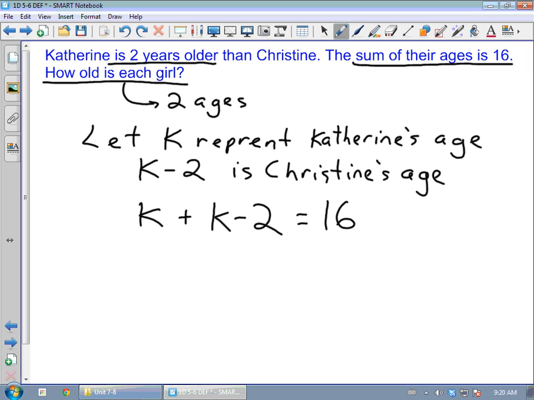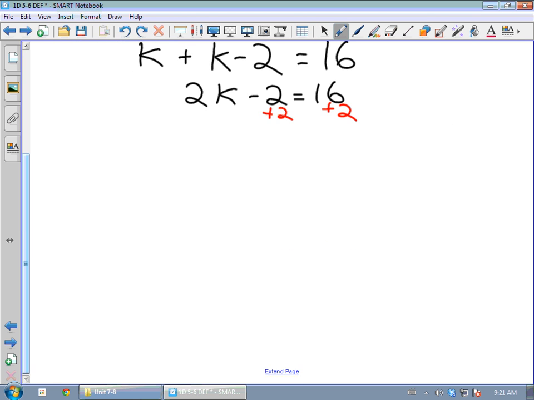All right, so let's solve this thing here. We can collect our like terms. K plus K gives me 2K. I see that minus 2 there, so I can add 2 to both sides, doing opposite operations. And I'm just going to write down plus 2 underneath. Okay, so I'm doing the opposite of the operation I see. I'm doing the same thing to both sides. So that's going to give me 2K equals 18. Divide both sides by 2, and I get K equals 9.